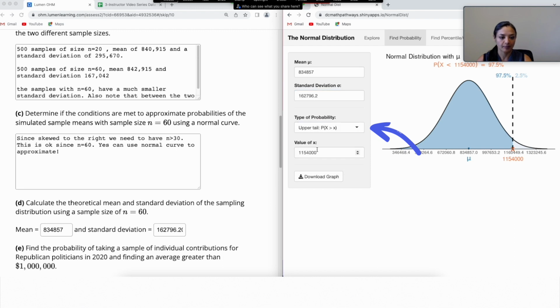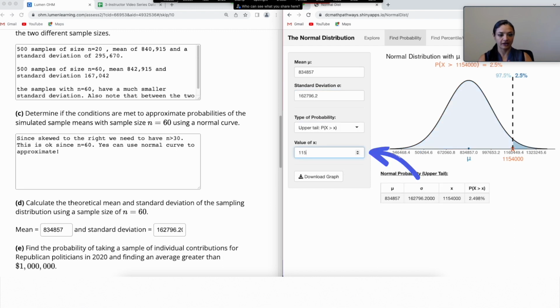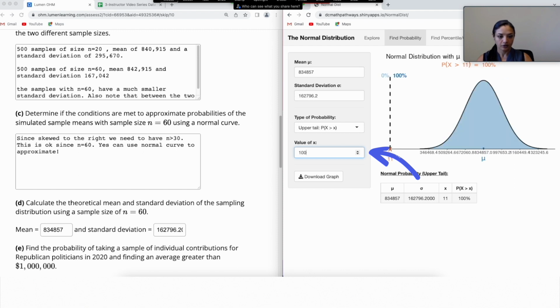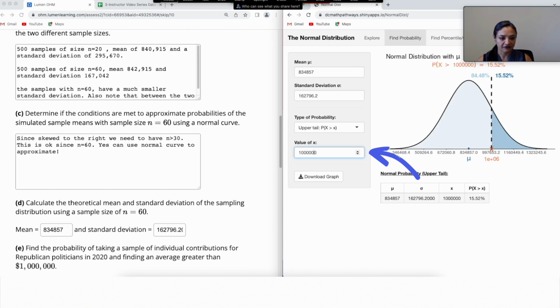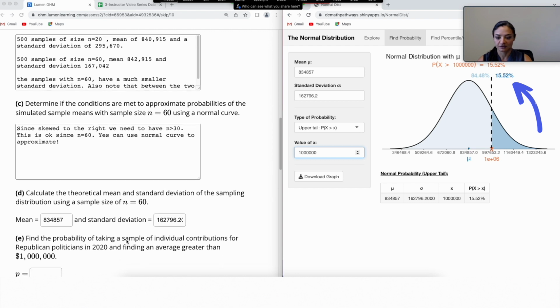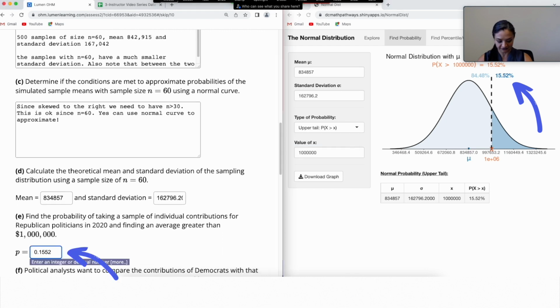So we want an upper tail of 1 million. Let's make sure I have enough zeros. There are 6 zeros, and there we go. So this looks to be about 0.15. So 15%, about 0.15 here.